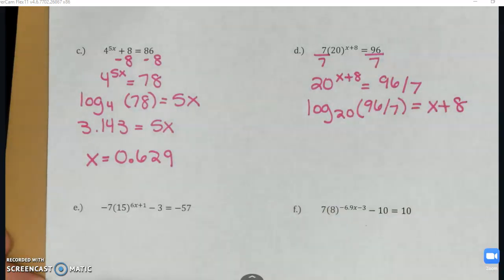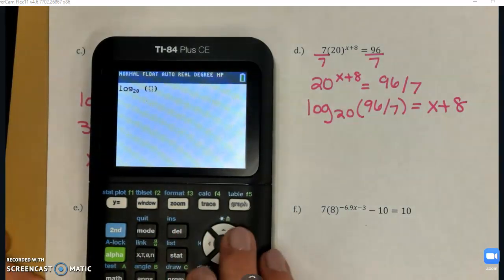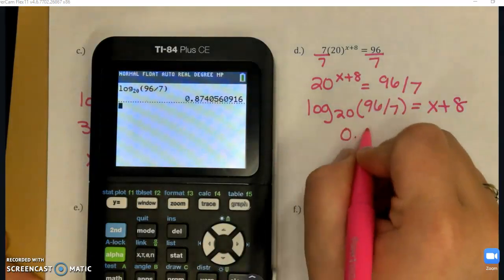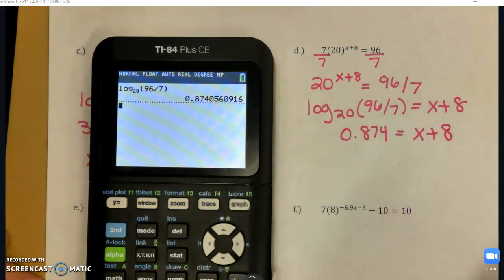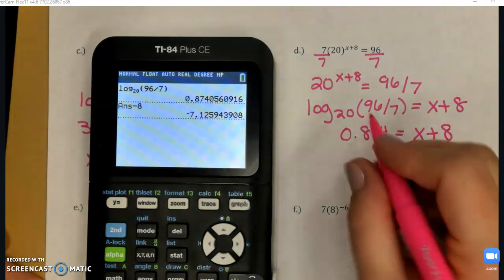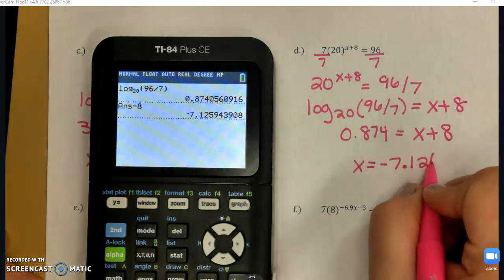So I'm going to type this in my calculator now. Math alpha A, log base 20 of 96 divided by 7. And that's equal to x plus 8. So to solve for x, I'm going to subtract 8. And that is negative 7.126.